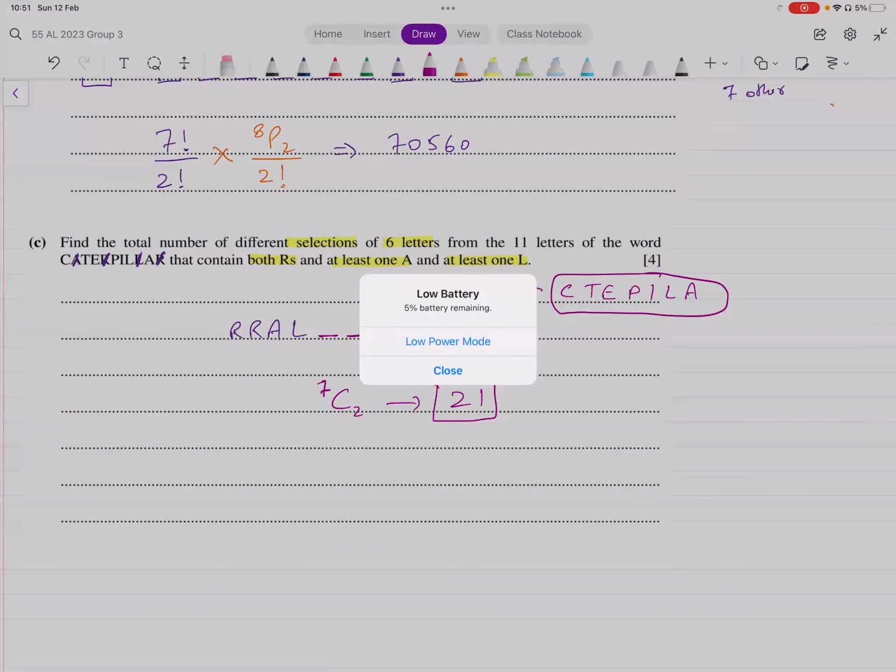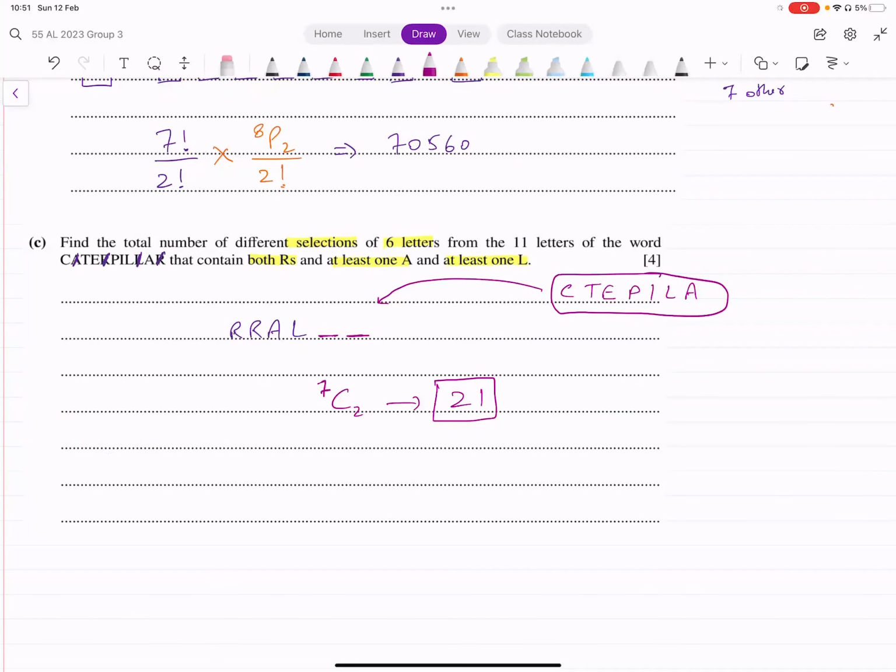You have 7 letters. Out of those 7 letters, you have to choose 2. That's 7C2, and you get the result from that directly. Make sense?